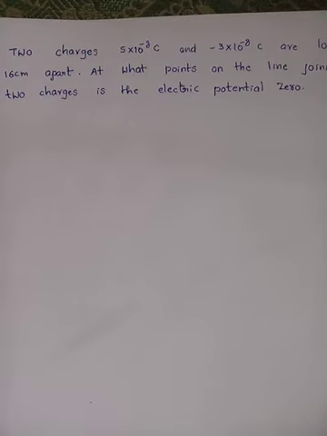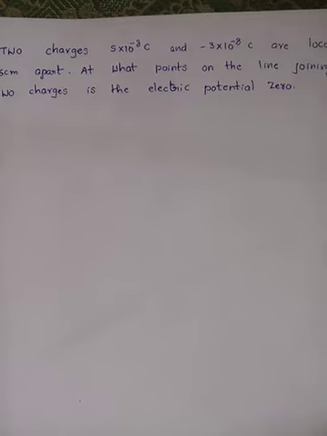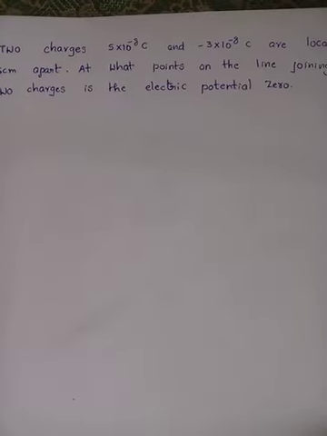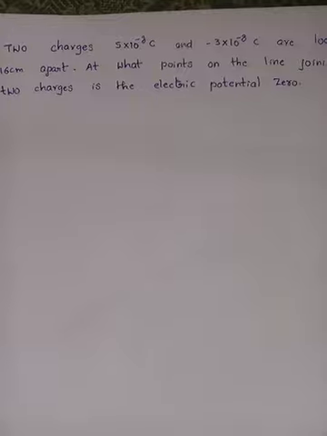Now just see the question. Two charges are there: one is 5 into 10 raised to minus 8 coulomb and another one is minus 3 into 10 raised to minus 8 coulomb, located 16 centimeters apart. At what points on the line joining the two charges is the electric potential 0? That we are going to calculate.